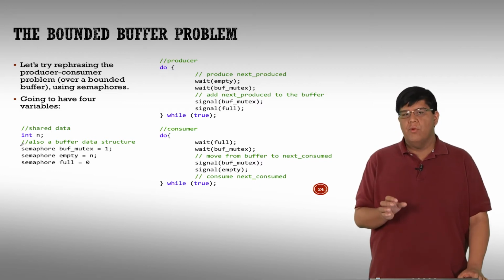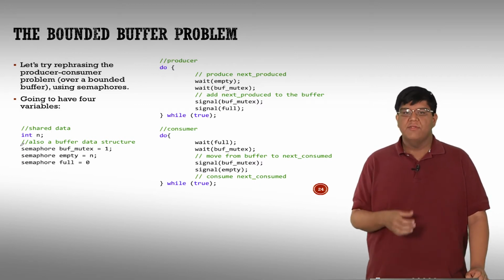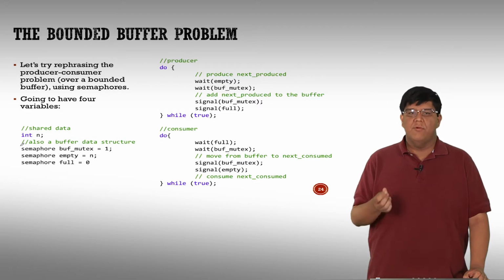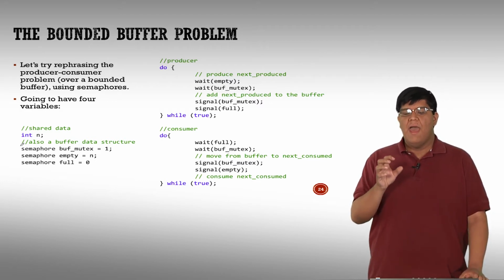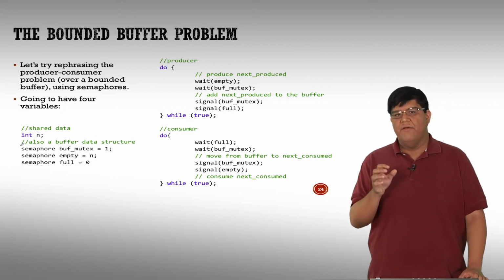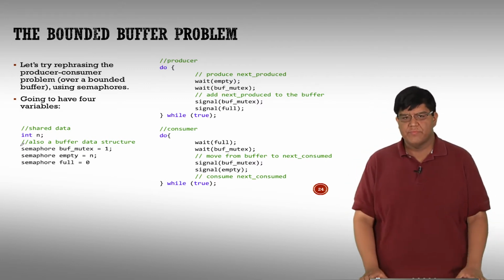Get a hold of that resource, then they can add something to the buffer, and then they'll signal that semaphore to release it back to the outside world so somebody else can use it. But we'll have that semaphore basically to guard access to changing that buffer data structure that we're going to have.